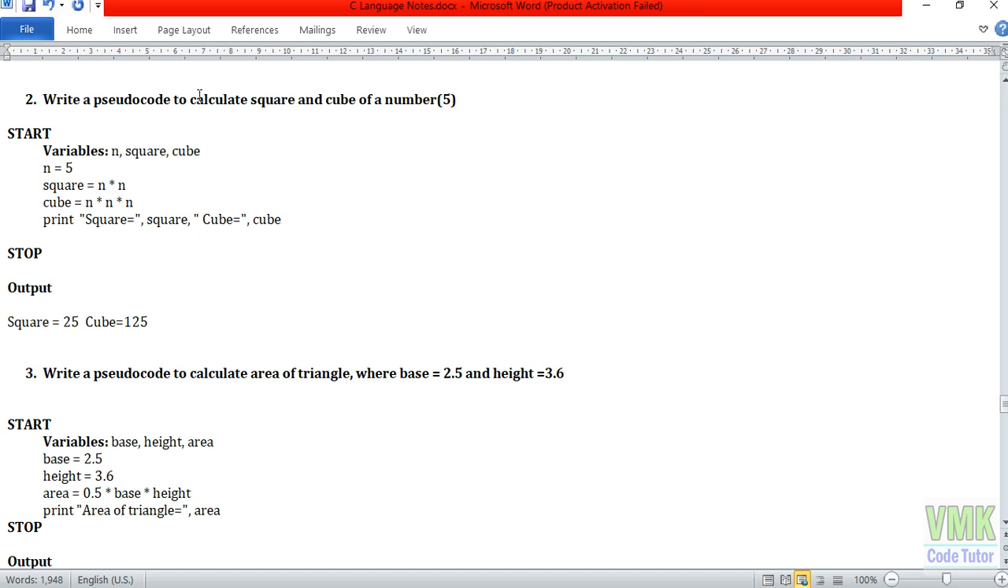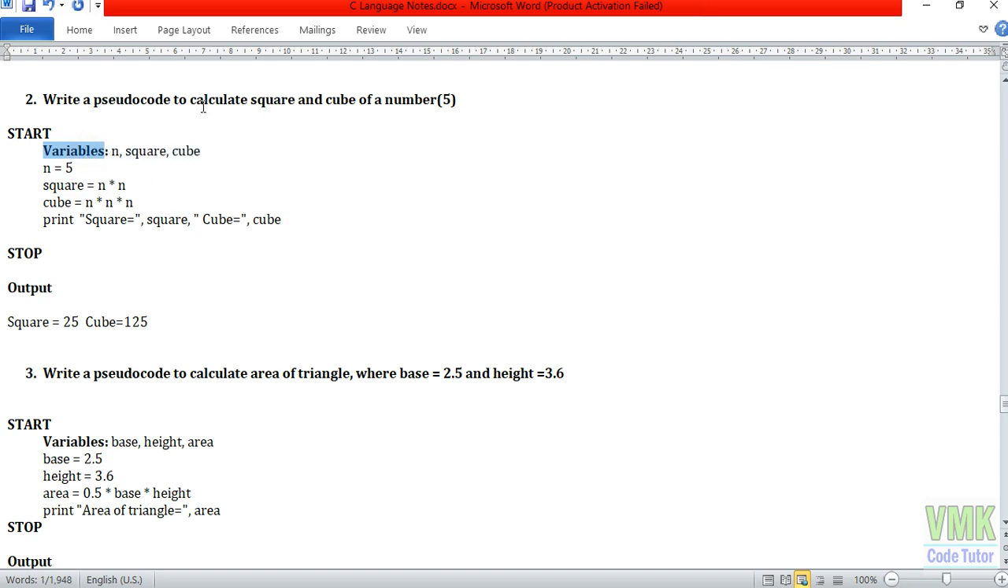Let us understand another program now, another problem that we are going to study here. Write a pseudocode to calculate the square and cube of a number. The number is 5. So for this particular number 5, you have to calculate the square and what? Cube. So let us start writing the pseudocode. Start. First step is what? Variables creation. So how to create the variables?